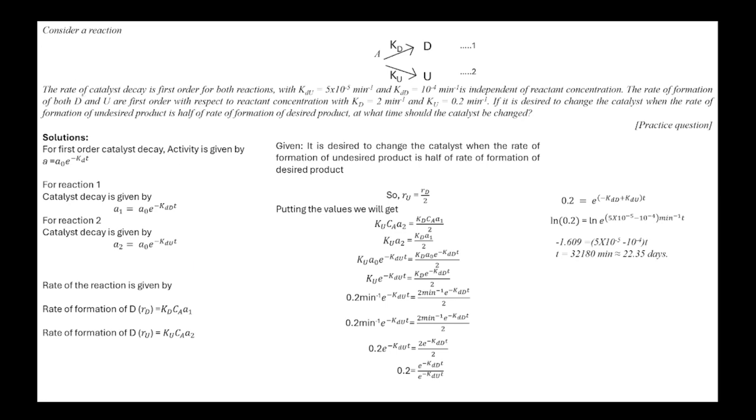Consider the reaction where A gives D and U, where the rate constant for A giving D is Kd and the rate constant for A giving U is Ku. The rate of the catalyst decay is first order. This is very important. So for first order decay, the catalyst activity is given by A equal to A naught e to the power minus Kt, where K is the decay constant.